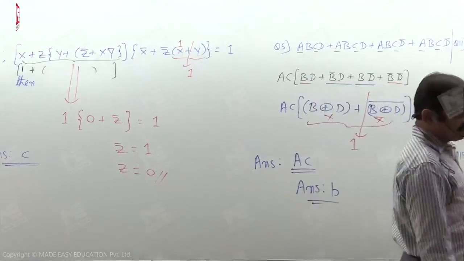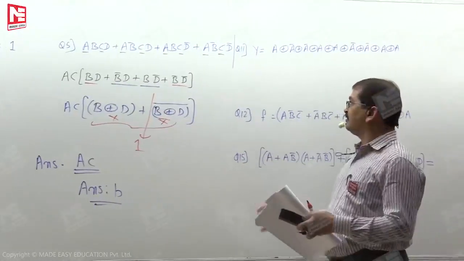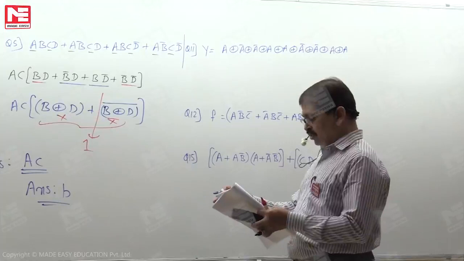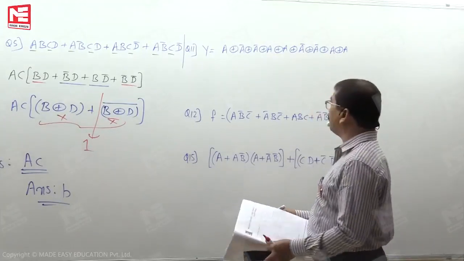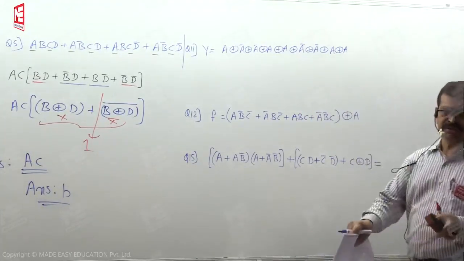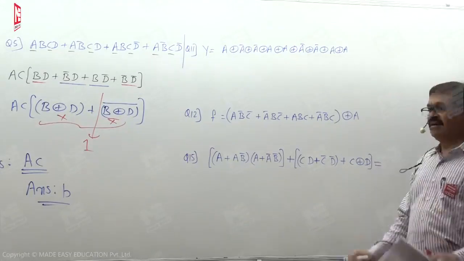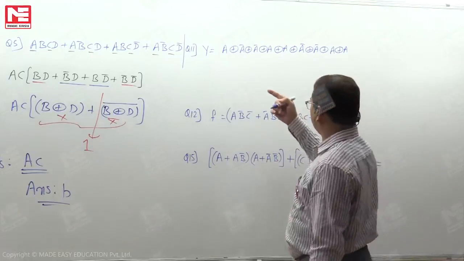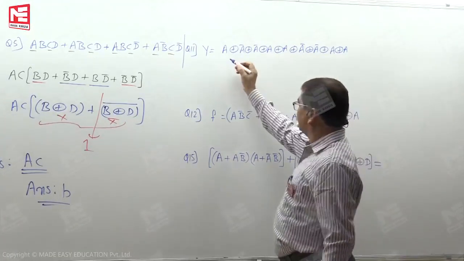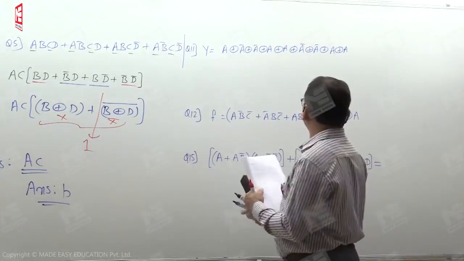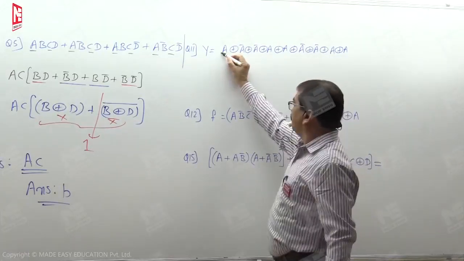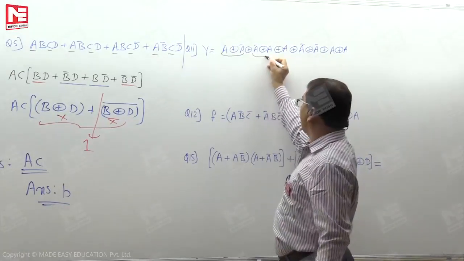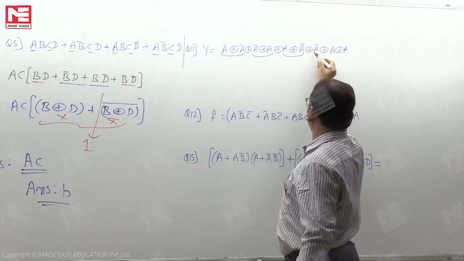Similarly, let us come to the next question. The next question is question number 11. In this question number 11, we are basically having an exclusive OR operation among the literal A and A bar. If you see here, one of the ways you can look at it is like this: A bar, A bar, A bar, A bar, A.